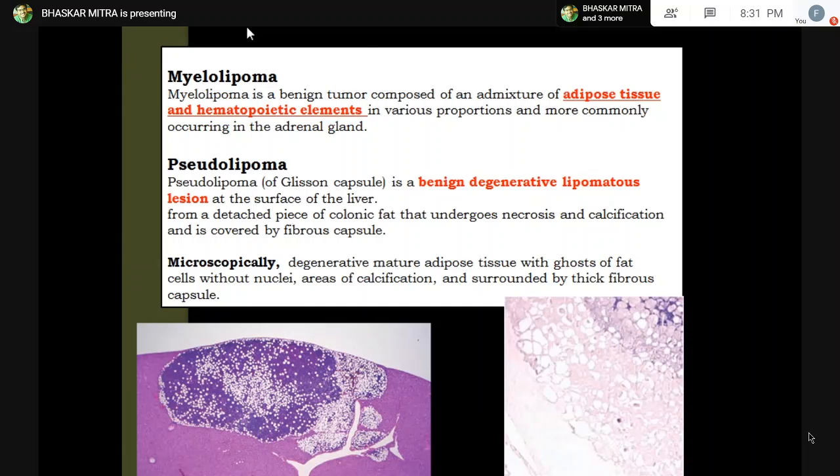There are pseudolipomas. These are not lipomas actually. They are benign degenerative lipomatous lesions on the surface of the liver that may be due to detached colonic fat which adheres to it, undergoes necrosis and calcification, and is surrounded by a fibrous capsule, giving rise to a pseudolipoma-like appearance. The pseudocapsule is forming here and the fat cells show degenerative changes. This shows the pseudolipoma-like appearance.